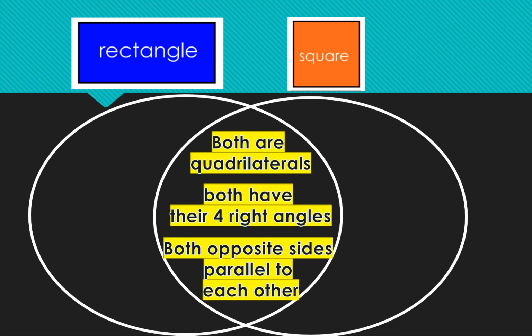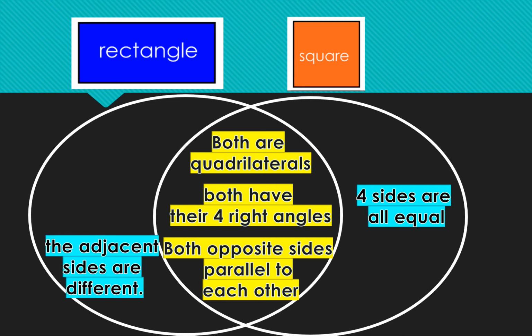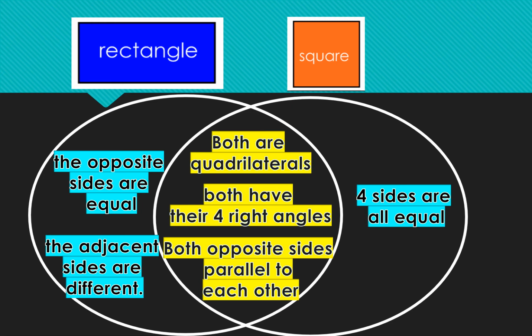So what about the difference between the two? Always remember, the four sides of a square are all equal, while in the rectangle, the adjacent sides are different. When we talk about adjacent, it is the left side and the bottom, and the top side and the right side. And the opposite sides are equal. So only opposite sides are equal in a rectangle, while in the square, all sides are equal.